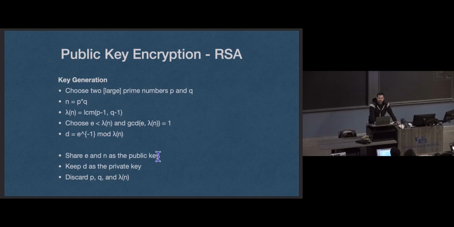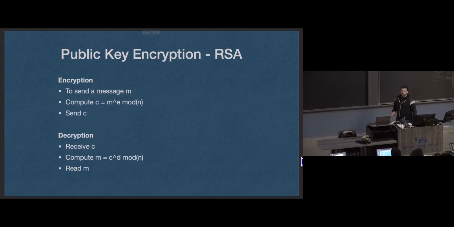E and N, that's your public key. Specifically E, but N comes along because N has to be public for anybody to use this. So E and N are both shared with everybody on the planet. D is your private key. Don't tell anybody what your private key is. And then P, Q, and lambda of N, we can throw away. Those are only used for key generation. We don't use those as the actual keys, and we don't use them during encryption for any reason.